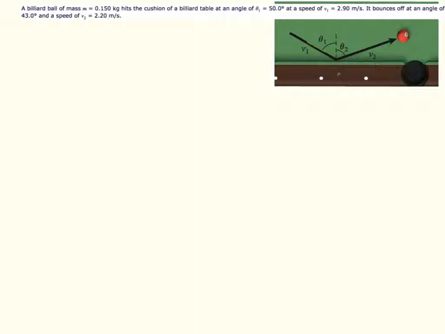Okay, so in thinking about this problem then, we have some incoming momentum vector that looks like this, and we have some outgoing momentum vector that looks like this.